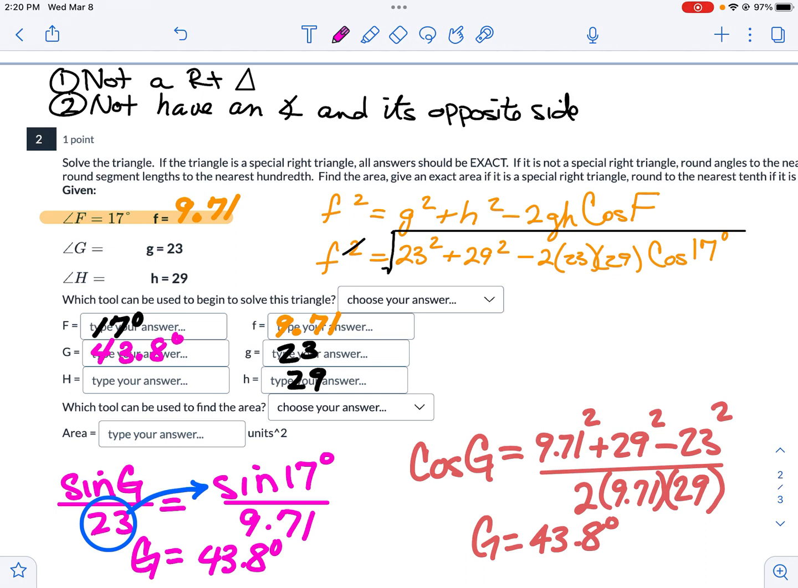So now, to find H, we're going to take 180 minus those. So that would be 60.8. 180 minus 60.8. Heck, I don't know. Maybe? Yes? I don't know. 43.8 and 17.